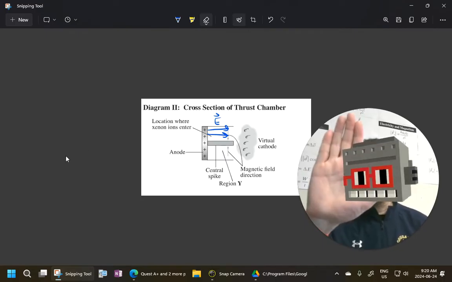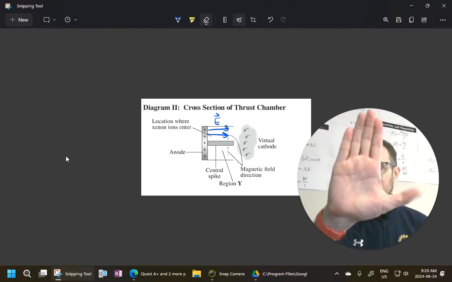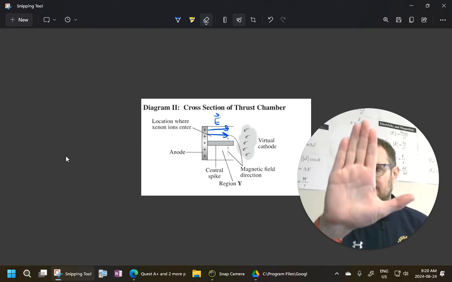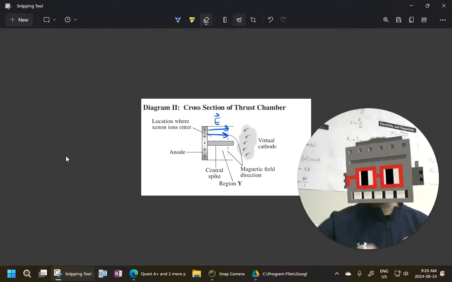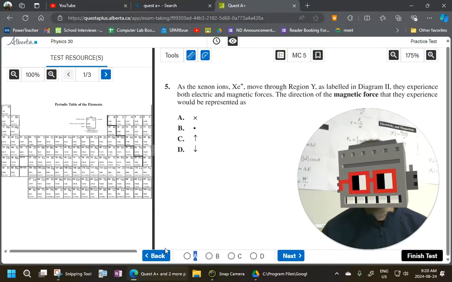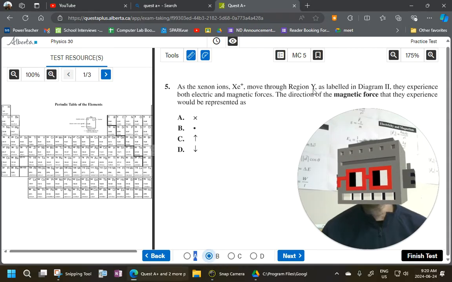So you can see how my hand is oriented here. So my thumb is the direction of the particle. My finger's in the direction of the magnetic field. My palm is in the direction of the force that's being pushed out there. So we got out of the page. So that represents by a dot. There you go. It's region Y, so I'm assuming that's the one that's below.